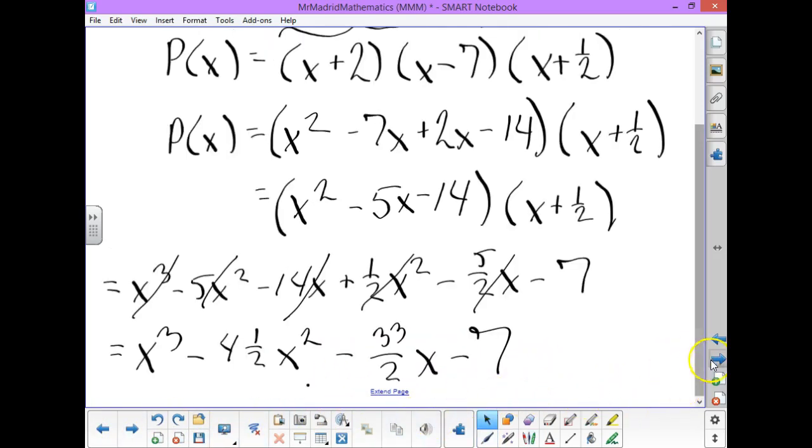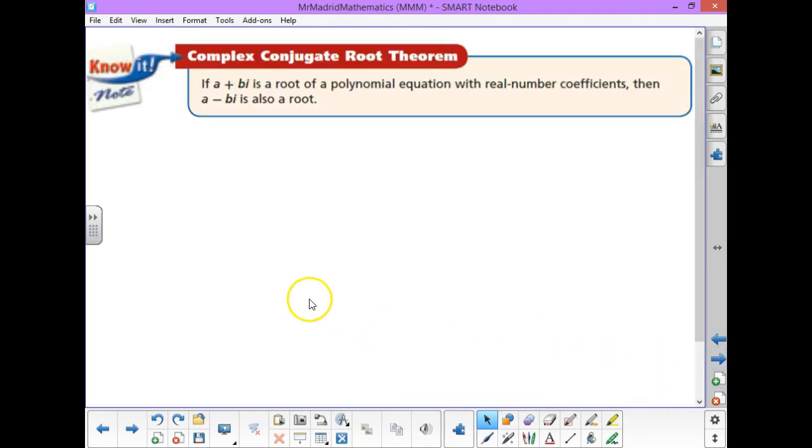Now we're going to move on to a second example, called the complex conjugate root theorem, or at least it involves this theorem. It states that if a plus bi is a root of the polynomial equation with real number coefficients, then a minus bi is also a root. So long story short, if this is a given root, then this is implied. It may not be given, but it's implied to be a root.